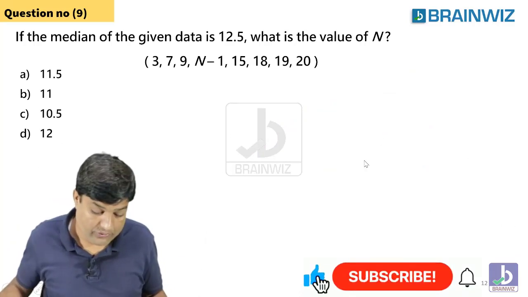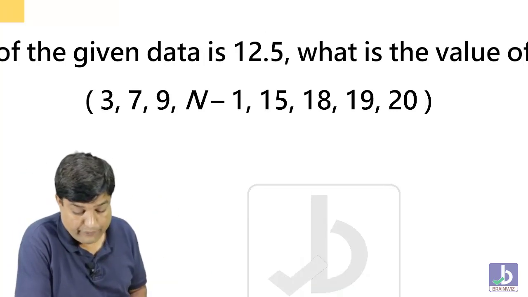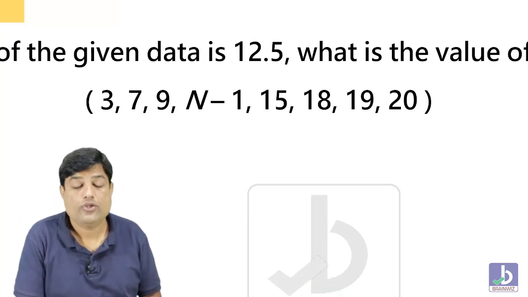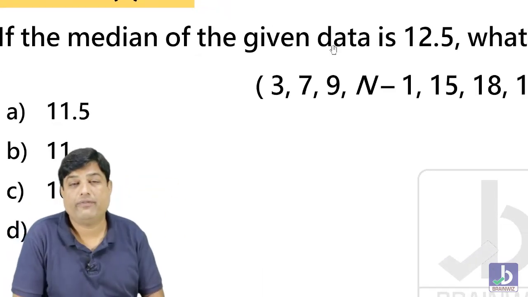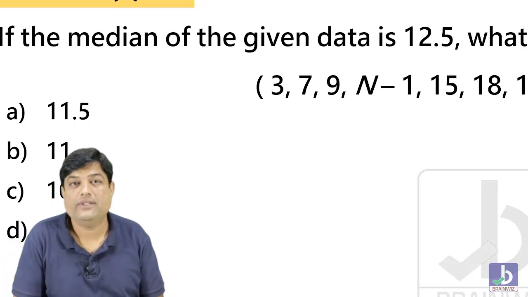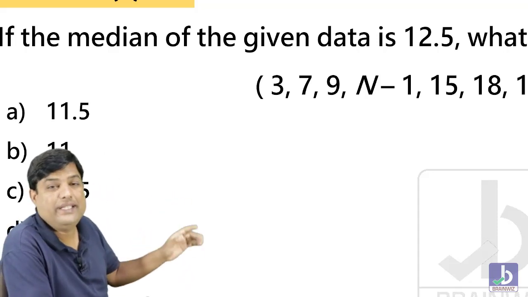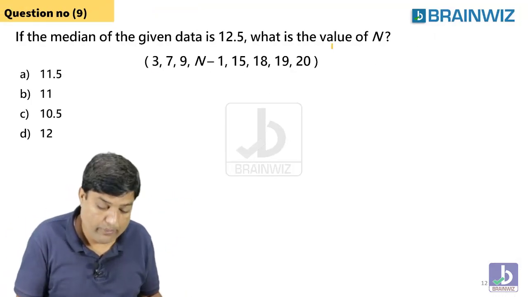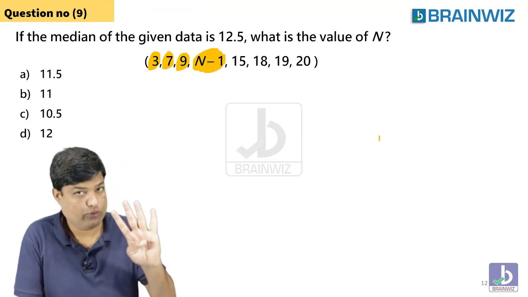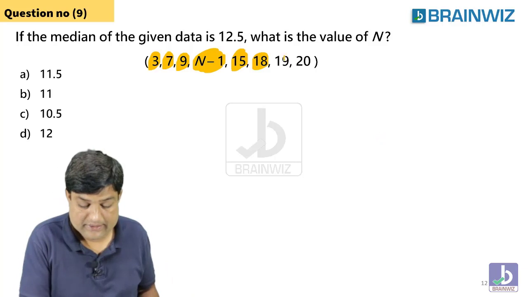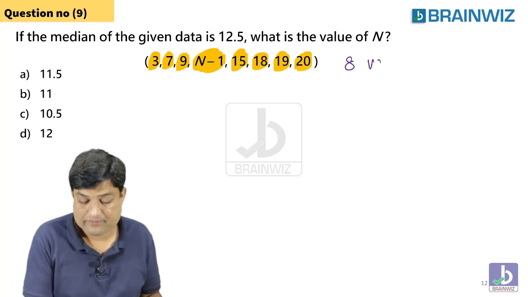Now, let's try to see all these values here. He gave you the values as 3, 7, 9, n minus 1, 15, 18, 19 and 20. So what did he say here? He told you the median of the given data is 12.5. So who is this 12.5? Is this 12.5 the first value or second value or n value? No, it's the median. Let's try to count here, how many values are there? 1, 2, 3 and this itself is the fourth, and this is 15, 18, 19, 20. So we believe that here 8 values are there.